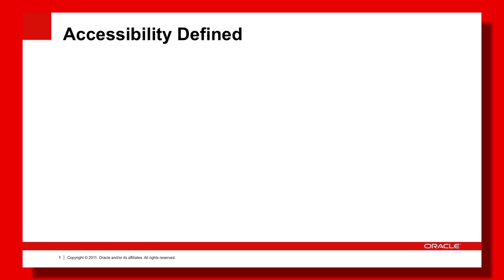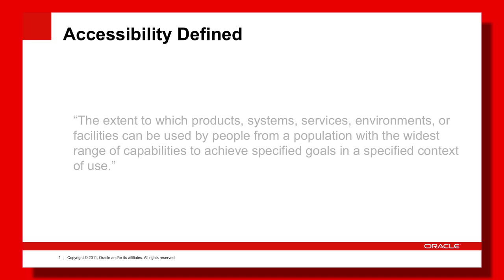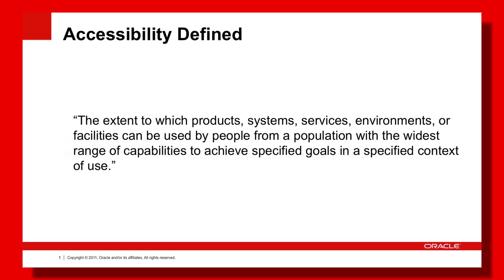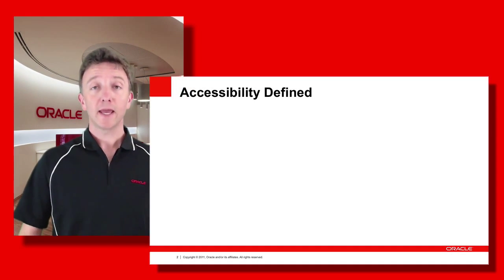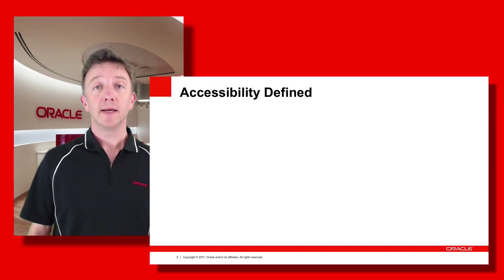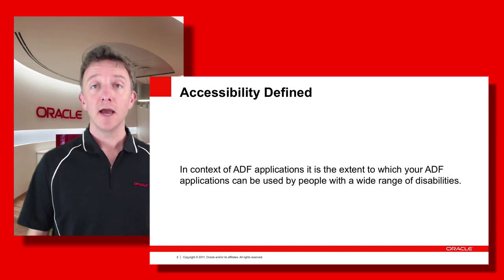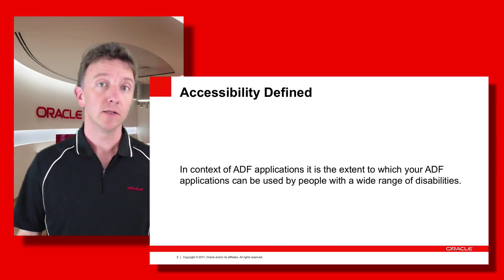So a formal definition of accessibility is the extent to which products, systems, services, and environments or facilities can be used by people from a population with the widest range of capabilities to achieve specified goals in a specified context of use. So what does that mean from your ADF development perspective? Well, from your ADF applications perspective, what this really means is that your ADF application is available for use by the people with the widest range of abilities and disabilities, of course.